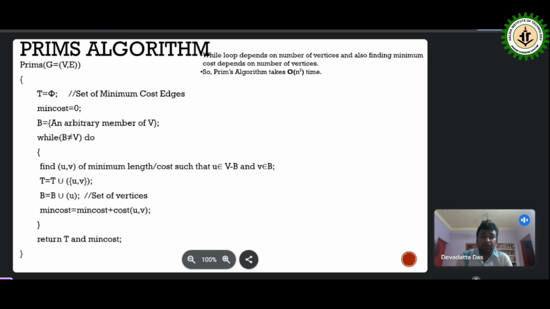Here the while loop depends on the number of vertices, and finding the minimum cost also depends on the number of vertices. Prim's algorithm takes big O of n squared time complexity. At first we define T equals to phi, that means the set of minimum cost edges, and the min cost is defined as 0. B is an arbitrary member of vertices V, and then we have to find the min cost. Min cost equals min cost plus cost of UV, and then return T and the min cost.